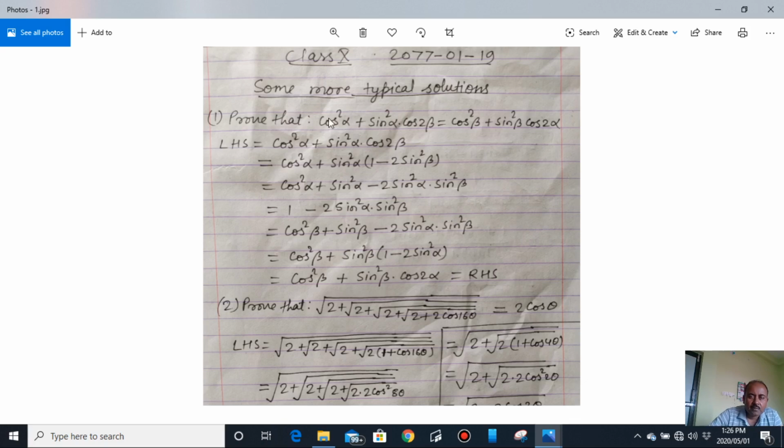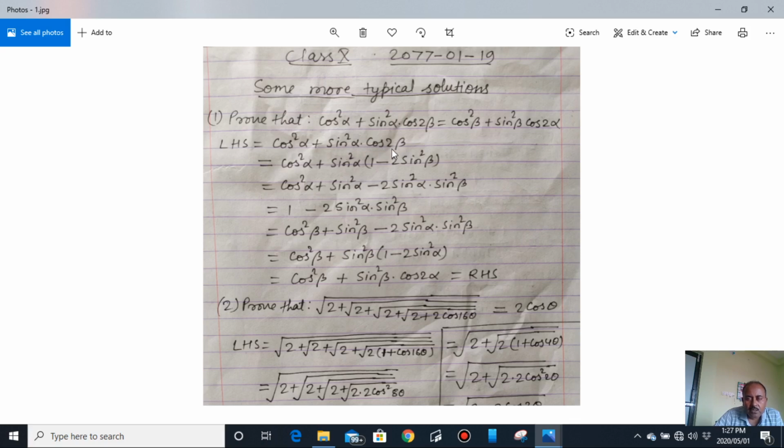So let us begin. First question: cos square alpha plus sin square alpha into cos 2 beta equals cos square beta plus sin square beta into cos 2 alpha. All the questions that are solved today are very typical and popular questions for examination. So let us begin. LHS: cos square alpha plus sin square alpha into cos 2 beta.